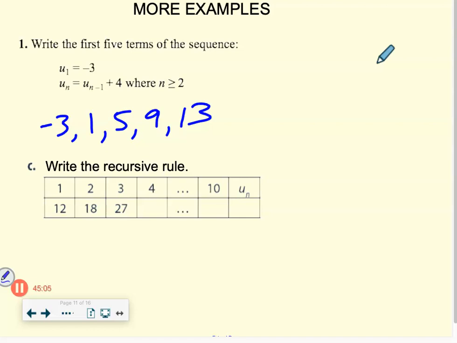Okay, this next one, I need a rule. I don't need the first 5 terms. There are 2 things required for a rule. Luke, how are you? You good? The first thing that's required is for you to tell me the first term. What's the first term? 12. If you don't have that, you're not going to get credit for your sequence. You've got to have both.